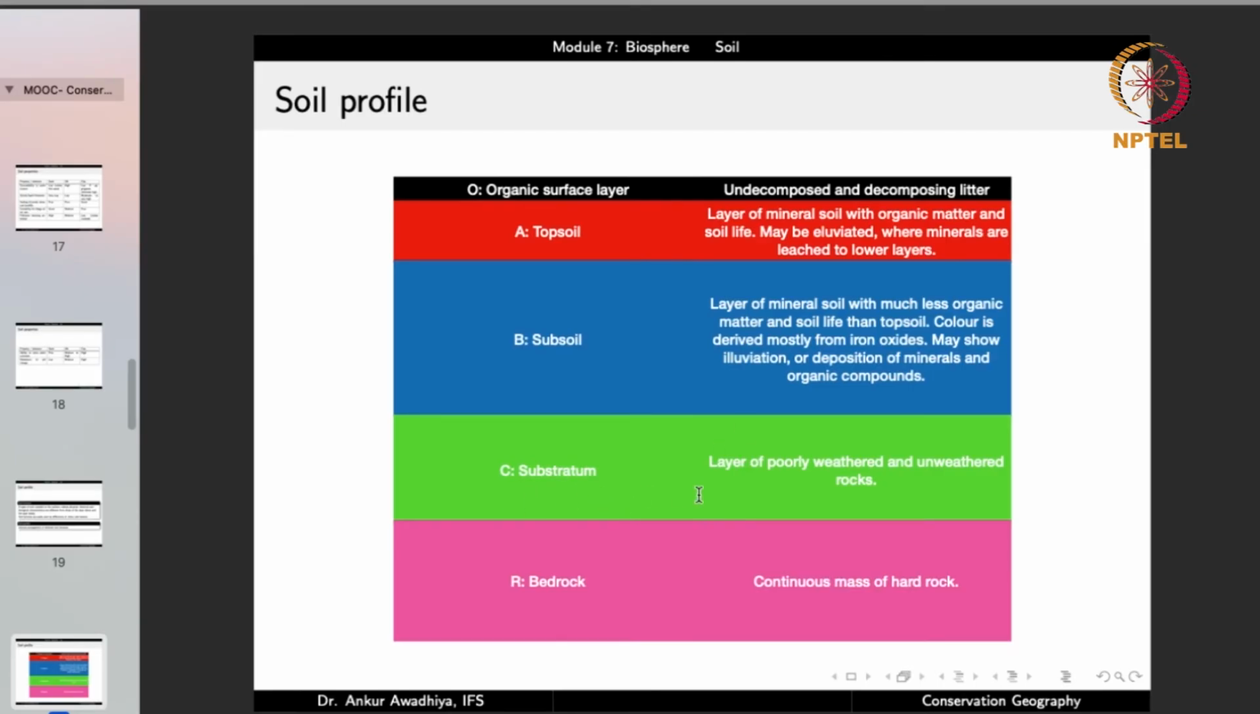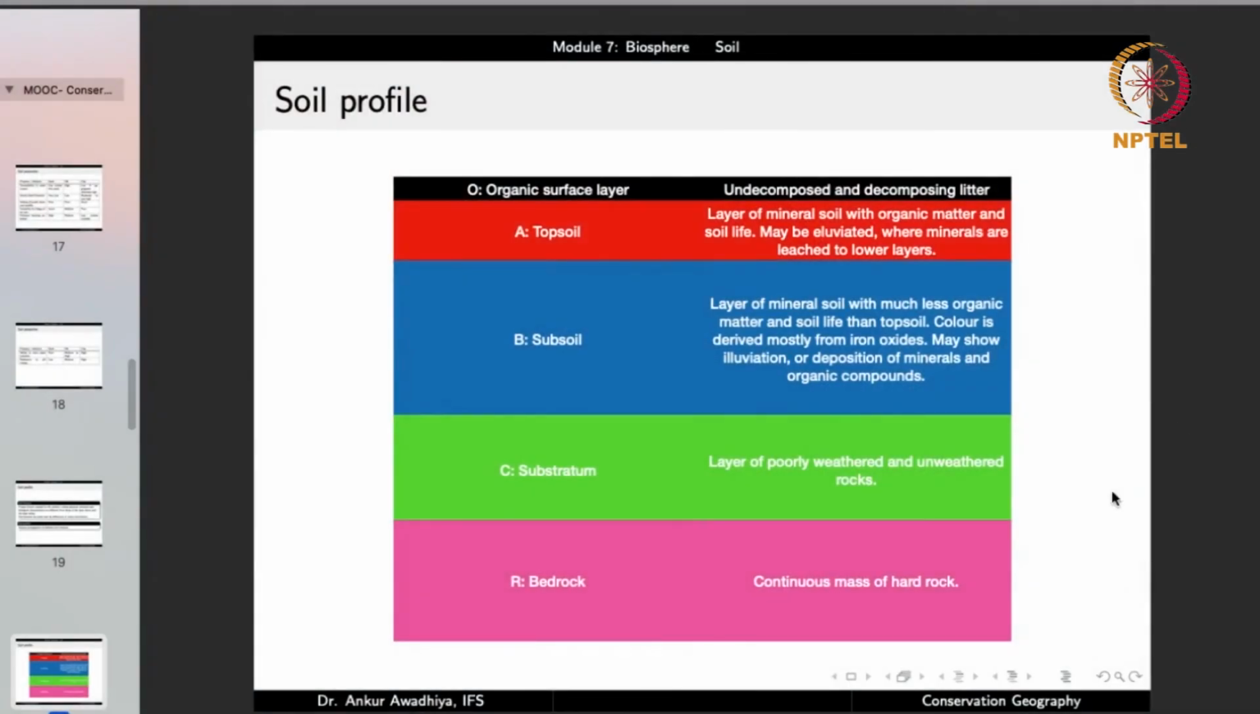Below the subsoil, we have the substratum, which is a layer of poorly weathered and unweathered rocks. So this comprises those rocks that are in various stages of being weathered or being worn out. So when we talk about the substratum, it will comprise different sized fragments of rocks. Some big sized fragments, some smaller sized fragments. And there is very little, if any, soil life or organic matter in this layer.